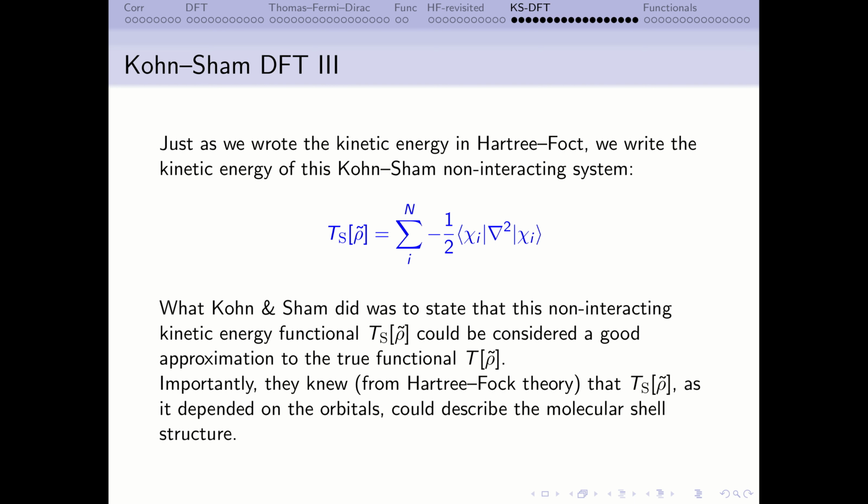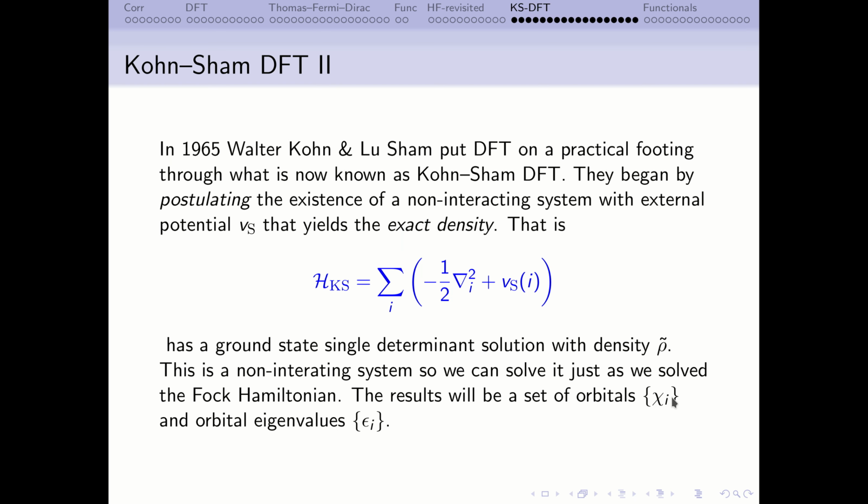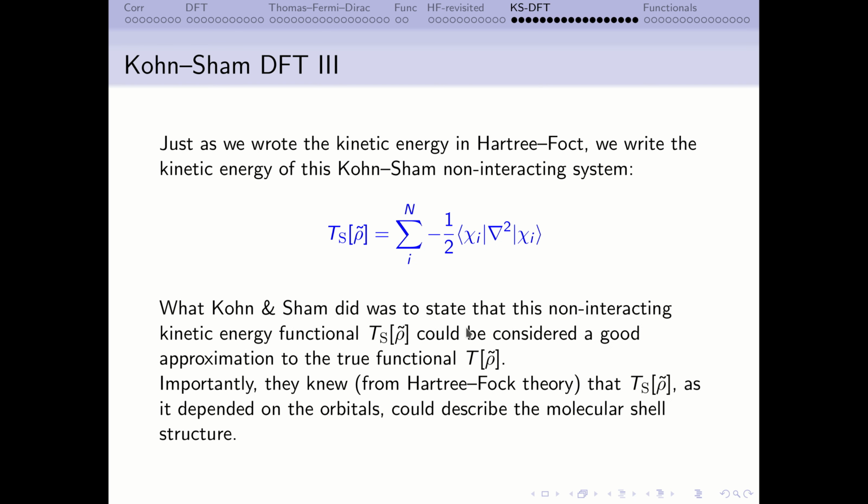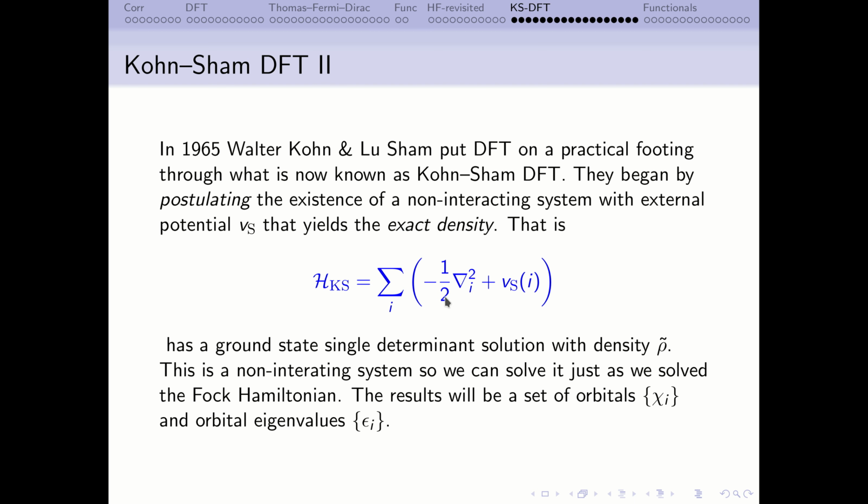Now, let's work backwards. If you know you're going to get orbitals, you can write down what that kinetic energy functional should look like. It should look like this. This is simply the kinetic energy of each of the orbitals, summed over all orbitals. This is the non-interacting kinetic energy of this system. Exactly the way we had it for Hartree-Fock theory, but this is not going to be the Hartree-Fock kinetic energy, because these orbitals will not be the Hartree-Fock orbitals. They will come out from this Hamiltonian, which is going to be a Kohn-Sham Hamiltonian.